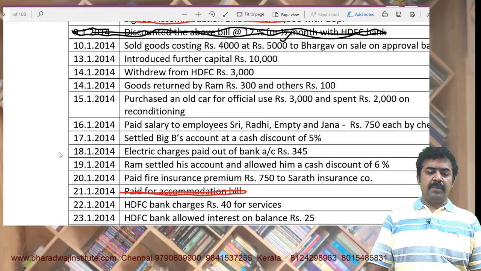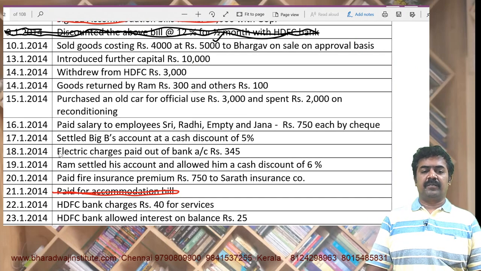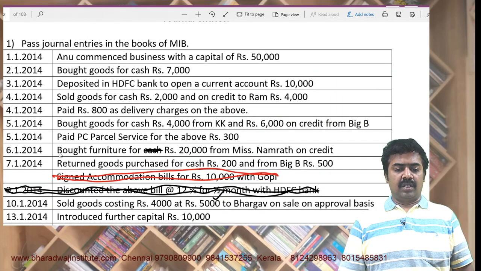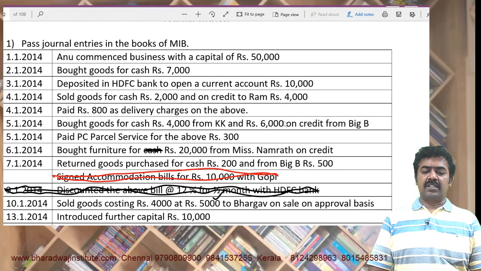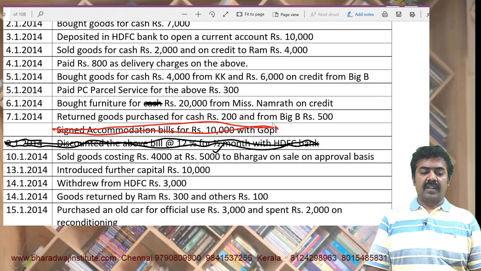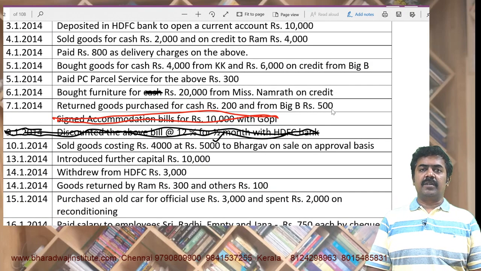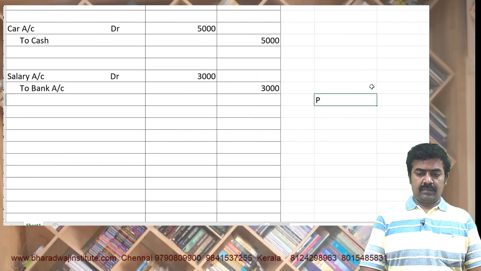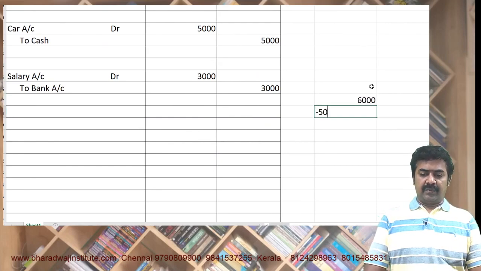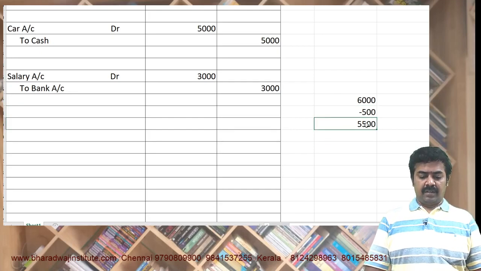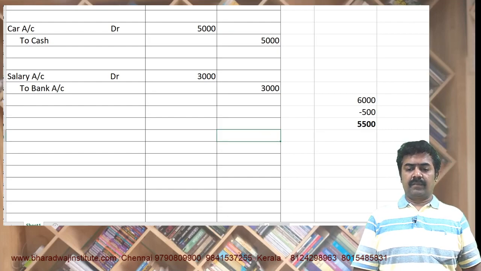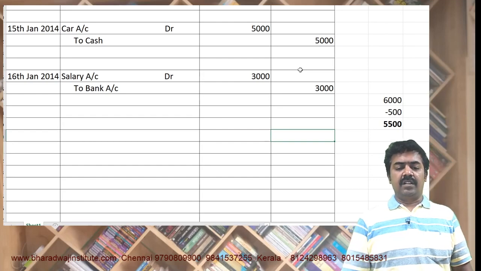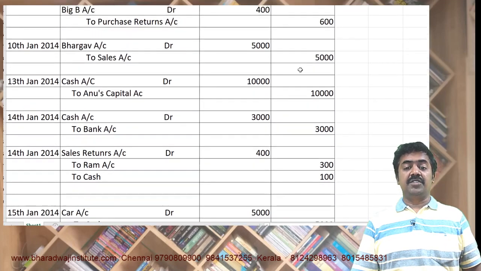Next. Settled Big B account at a discount of 5%. Who is Big B? He sold the goods on credit to us. From Big B we purchased for 6000, and in that we returned 500. So how much is payable now? We purchased for 6000 and we returned 500. So we have to pay 5500 rupees. But we are not paying 5500 rupees fully. You understand? We have to pay how much? 5500.